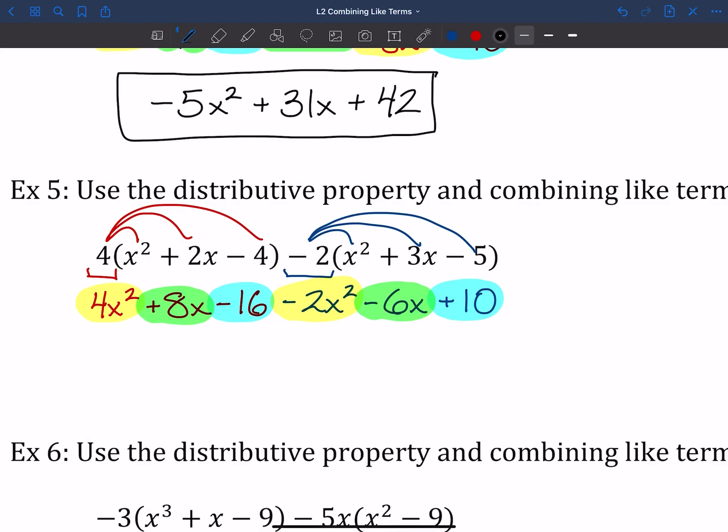So the stuff in the yellow, I had 4 x squareds, and I'm going to take away 2 of them. So I'm left with 2 x squareds. For the stuff in the green, I had 8 x's, and I took 6 of them away. So I still have plus 2x. And then as for the stuff in blue, I had negative 16, and then I added 10, tried to dig myself out of that hole, but I'm still at negative 6.